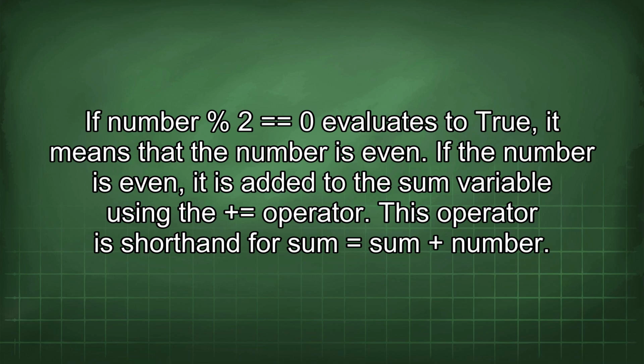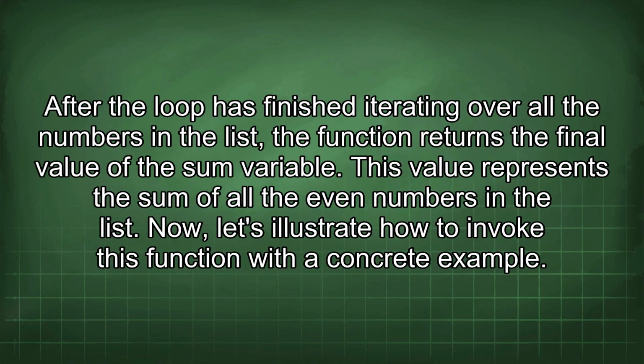If the number is even, it is added to the sum variable using the plus equals operator. This operator is shorthand for sum equals sum plus number. After the loop has finished iterating over all the numbers in the list, the function returns the final value of the sum variable. This value represents the sum of all the even numbers in the list.